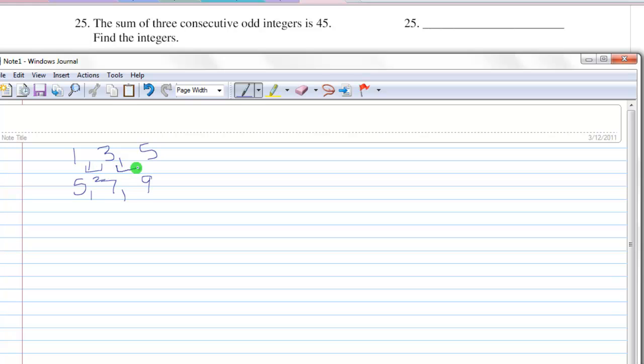What I want you to notice is that between consecutive odd integers, they're 2 apart from each other. Notice that? 1 and 3, 3 and 5, 5 and 7, 7 and 9. They're 2 apart. So when we go to define our variables, which you should always do, and I'm going to give you credit for just defining your variables in your test, let's let x be the first odd integer.